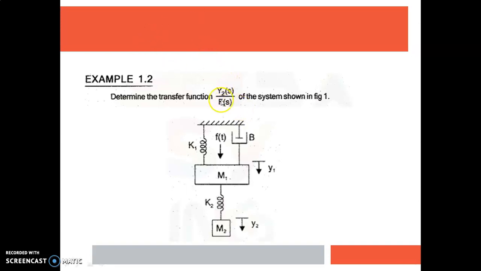Now what is Y2(s)? Y2(s) is the Laplace transform of this displacement variable y2. What is F(s)? F(s) is the Laplace transform of the applied force f(t). Okay, so now we have identified there are two nodes, M1 and M2. Then we have identified the displacements y1 and y2.